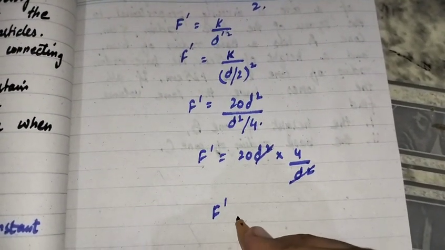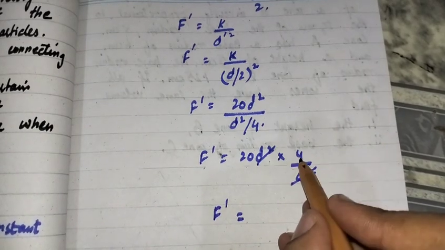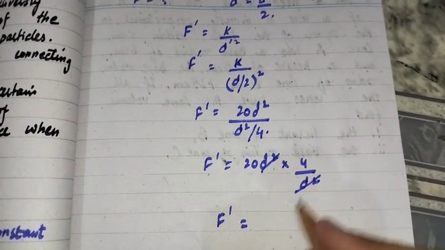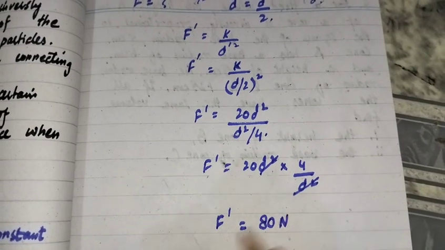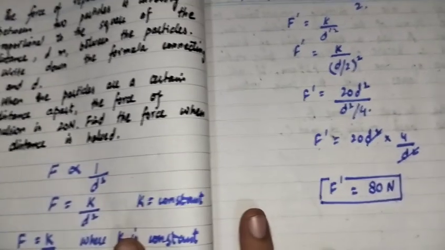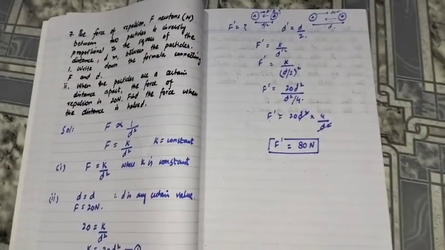So the force of repulsion between the two balls, or the two particles, or any two bodies, will be 20 into 4, which is 80. So the new force will be 80 Newton, as the distance between the two bodies is halved.